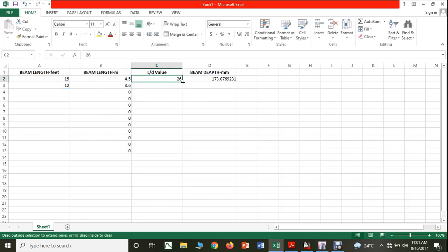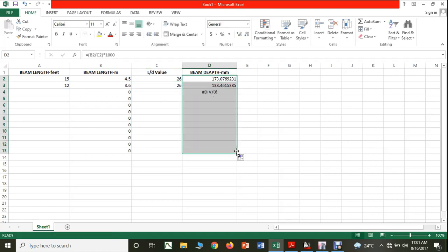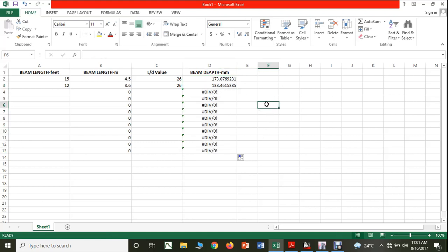For this again 26 only, no change. Then it will be 138 mm. 3.6 meters, 138 mm. That is the depth.